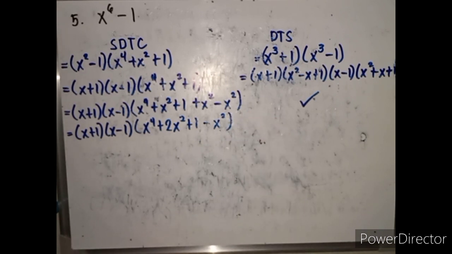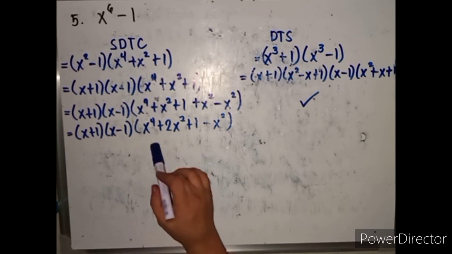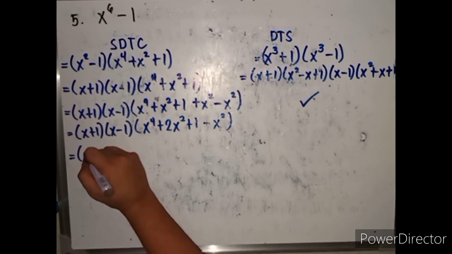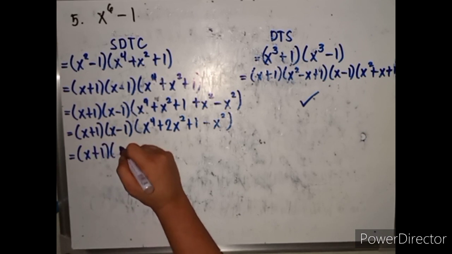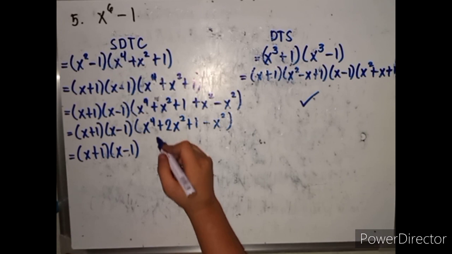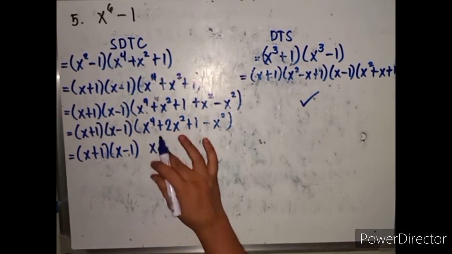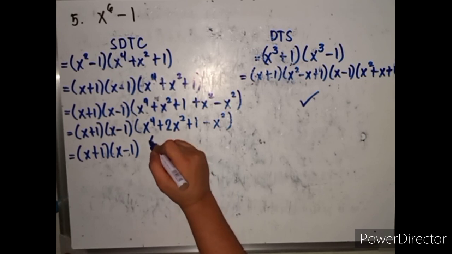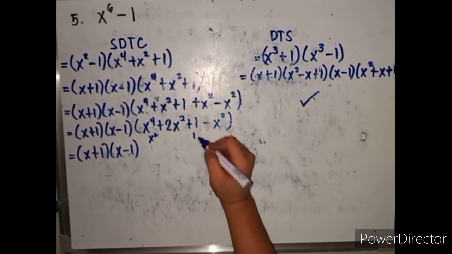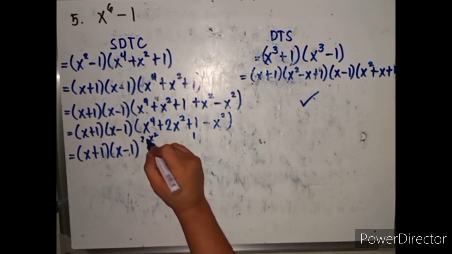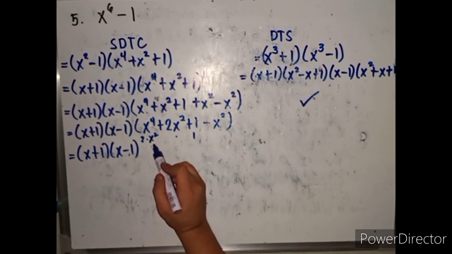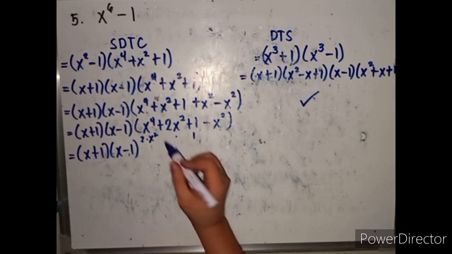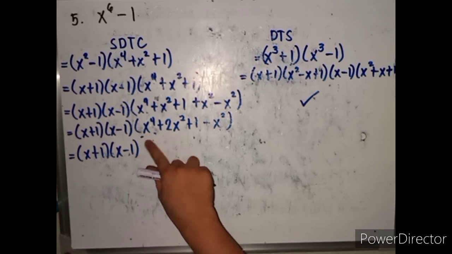And then, so we will now factor. Since nagawa na natin yung target natin na gawin itong perfect square trinomial, factor na natin siya. So, we have here x plus 1 times x minus 1. So, how to factor? Check muna natin kung talaga siya ay perfect square trinomial. Okay, get the square root. So, we have x squared. Get the square root. So, we have 1. Tapos, palaging may times 2 sa harap. Okay, 2 times x squared, 2x squared, times 1. So, still 2x squared. So, nakuha natin yung ating middle term. So, therefore, it is really a perfect square trinomial.